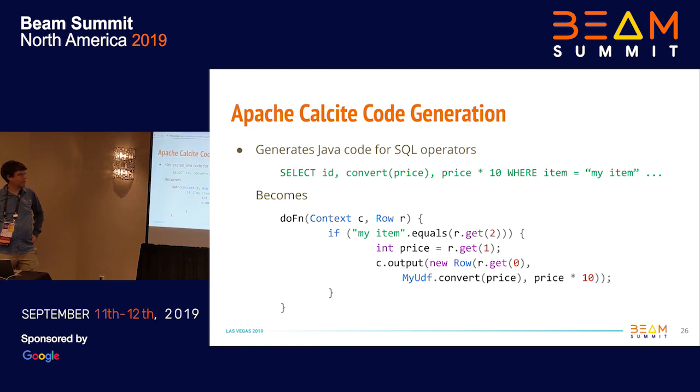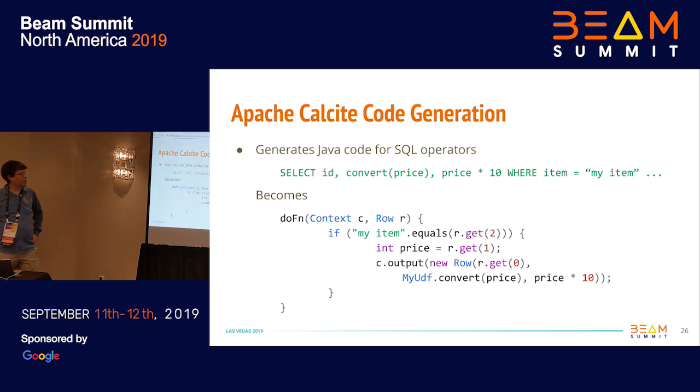The code it generates looks something like this. It's actually not this clean. If you go and look at the code the generator generates, the types will be much more cryptic. But this is to give you an idea of approximately the Java code that comes out. So if you're doing something like select ID, price, a couple different things, and a filter.